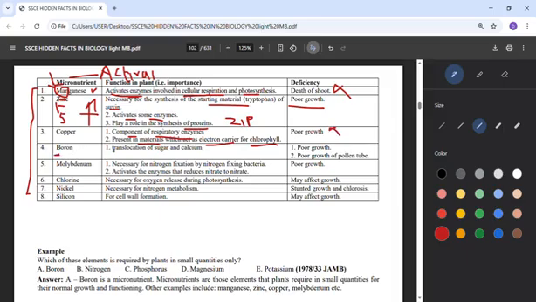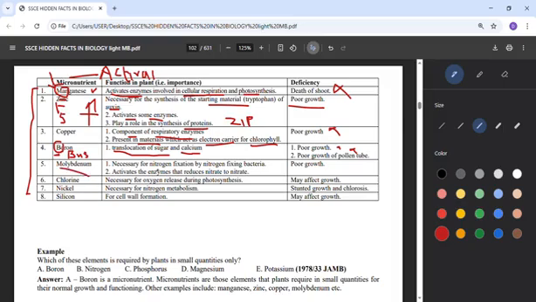Then boron. Boron is for translocation of sugar. Once sugar is formed in the leaf, let's use the idea of B as boss, like the boss that will drive the sugar that is formed around the plant. So boron is for translocation of sugar and calcium. Once it's missing, there will be poor growth. Remember that sugar must be translocated to help plant to grow. There will also be poor growth of pollen tube once it is missing.